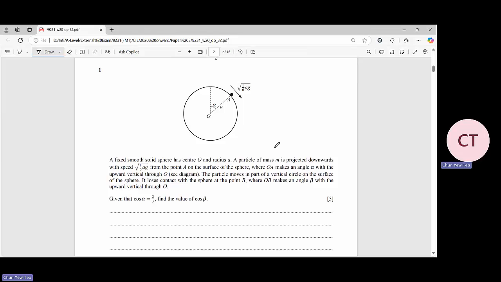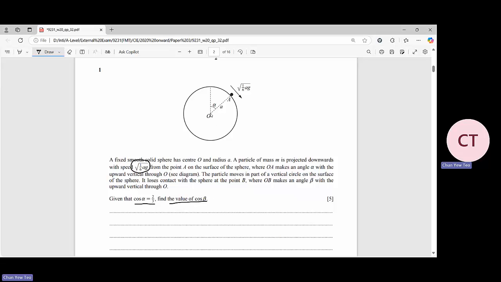A fixed smooth solid sphere has a center O and radius a. A particle of mass m is projected downward with a speed of square root of 1/6 ag from the point A on the surface of the sphere, where OA makes an angle alpha with the upward vertical through O. The particle moves in part of a vertical circle on the surface of the sphere. It loses contact with the sphere at the point B, where OB makes an angle beta with the upward vertical through O. Given that cos alpha is equal to 2/3, find the value of cos beta.